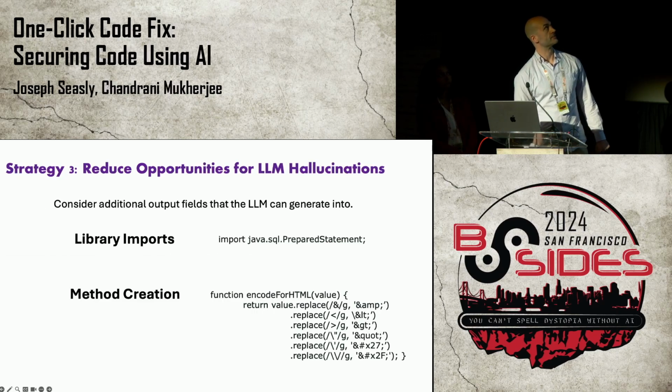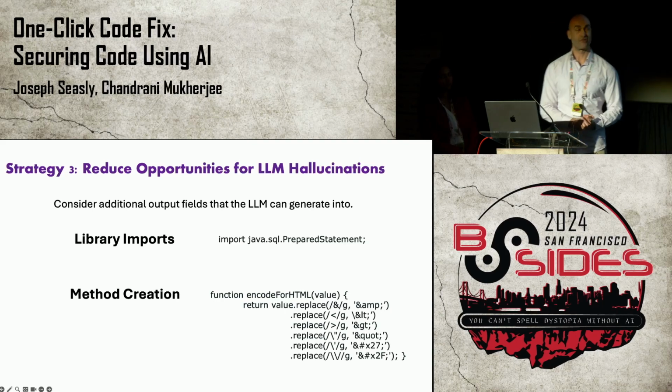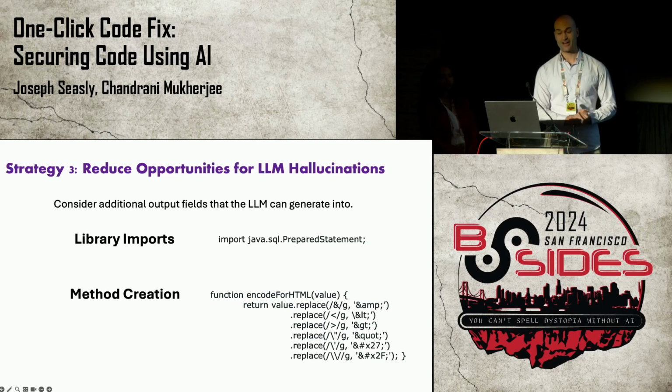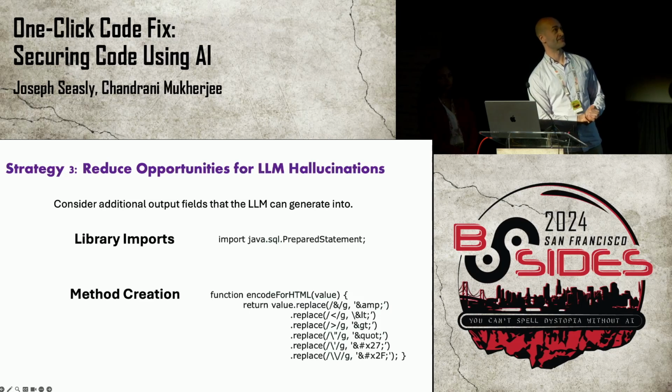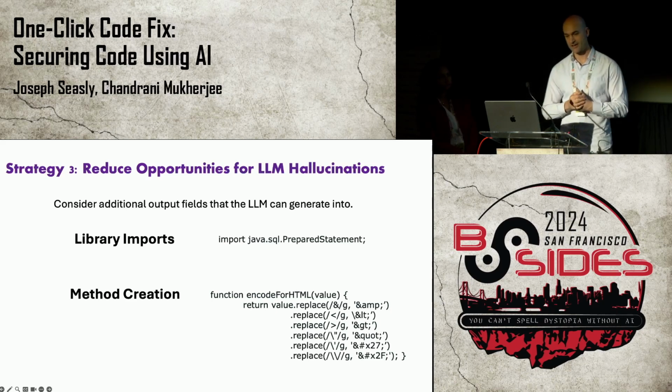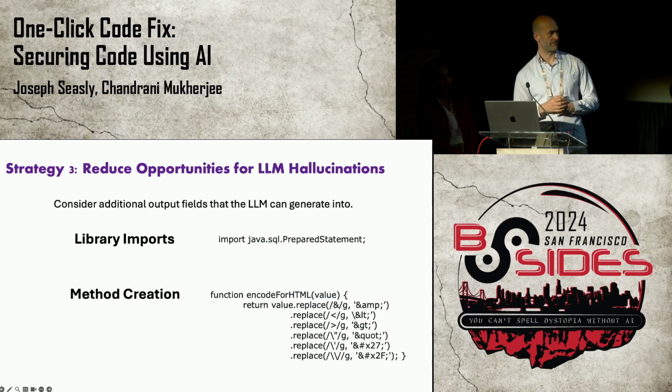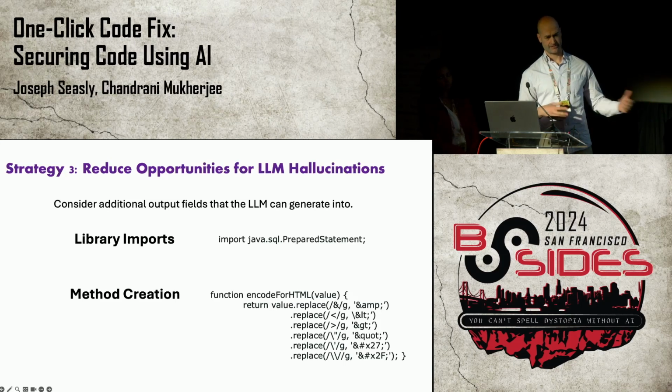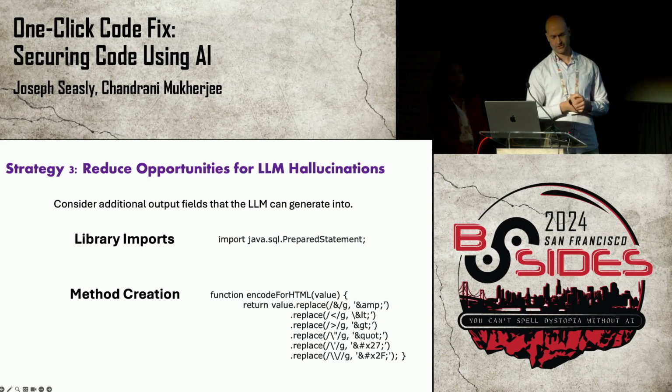The final one is you want to reduce opportunities for LLM hallucinations. So you want to have output fields that the LLM can generate into instead of hallucinating, such as library imports as a field, or method creation for a field. Or you can have language-specific fields that would only be used in the context of a specific language, like constructor changes or something like that.